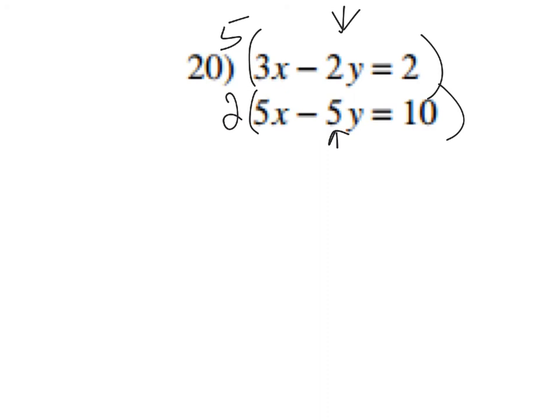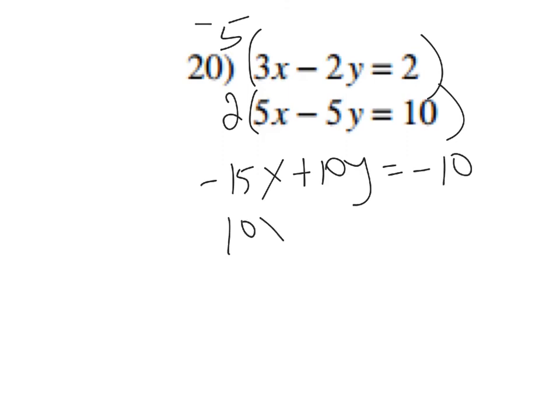Since both of these are negative to begin with, one of my numbers has to be negative so that I have one positive y and one negative y. And it doesn't matter which one, so I'll just put it with the first one. If I multiply each of these pieces by negative 5 and I rewrite it, I'm going to have negative 15x plus 10y equals negative 10. The second one, I'm going to have 10x minus 10y equals 20.